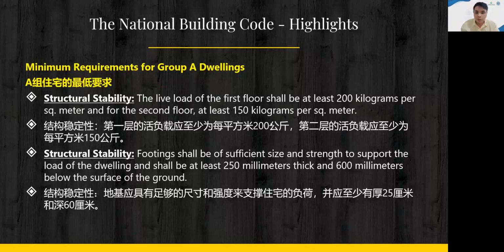So another feature in structurality, the code also provides the minimum sizes for footings. In this case, for residential dwellings, the code requires that it shall be 250 millimeters thick and 600 millimeters below the surface of the ground.